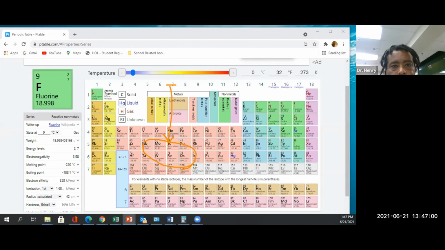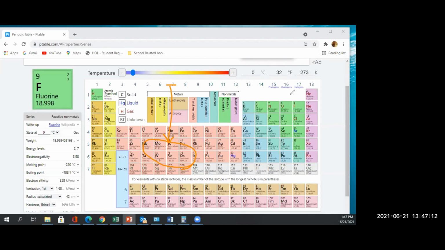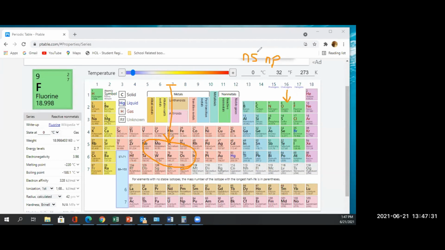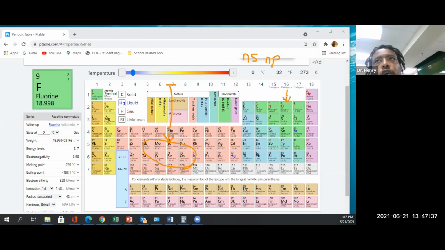So group 16, where's group 16? Which elements are in group 16? Oxygen. So we have oxygen. Okay, so it's this group right here. So if I want to write it as NS, NP, what are going to be the exponents? Oh, we're not talking about specifically, we're talking generically for all of them.